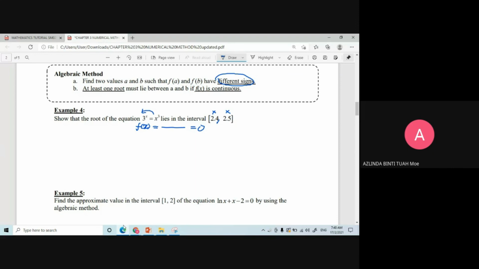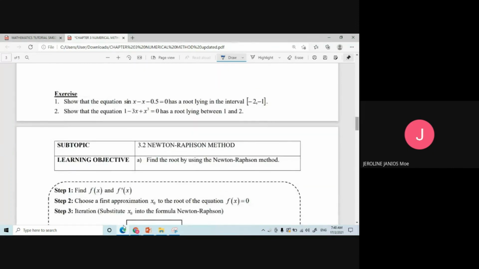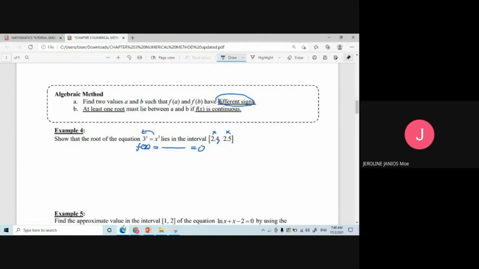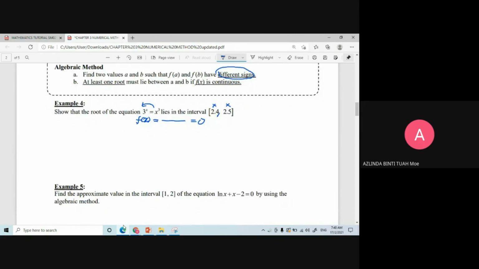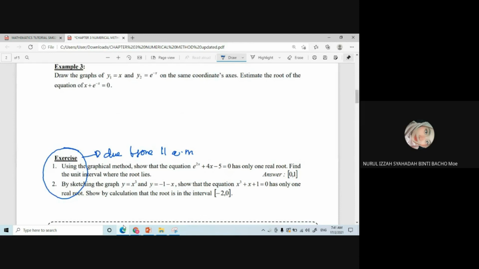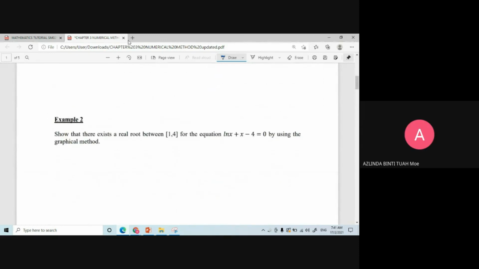Any questions? Madam, kalau algebraic method memang dia bagi sedia value x kah? Value x tu tak ada, dia bagi interval. Okay. Madam, kalau untuk show interval untuk satu equation tu, boleh pilih mana-mana kan antara graphical method ataupun algebraic method? Show kan dia bagi satu equation, and then kita kena show yang equation tu lies dekat interval tu, jadi boleh pilih mana-mana kan? Oh, okay.